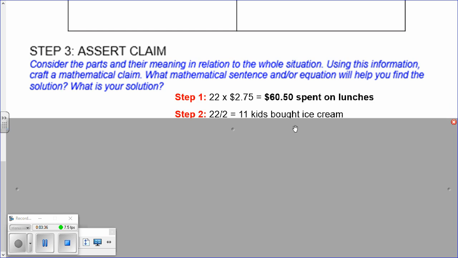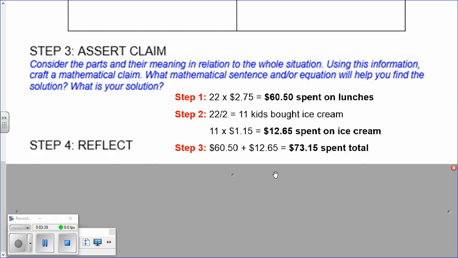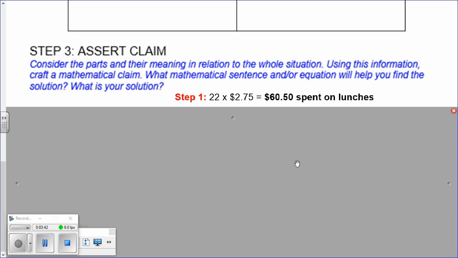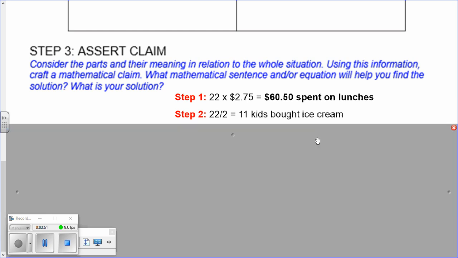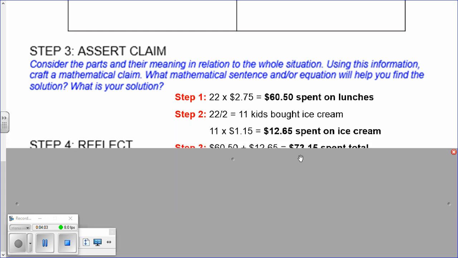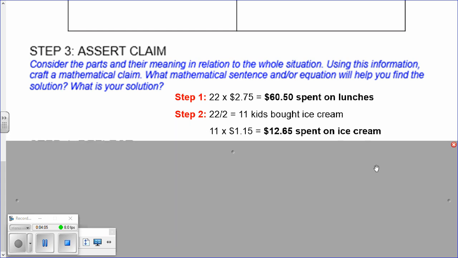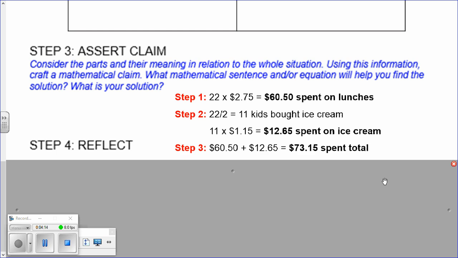All right, so just to summarize what we just talked about, step one, we took the 22 kids in the class and multiplied it by $2.75 to figure out what they spent on lunches. Next, we had to figure out how many kids would be half of the class. So we took the number of students in the class, 22, and divided that number by 2 to figure out how many kids are in half of the class. And we found out that half of the class was 11 kids. Once we knew that 11 kids bought ice cream, we multiplied that by the amount of money each ice cream cone costs and figured out how much we spent on ice cream. And then finally, we added those two amounts together to figure out what we spent total.